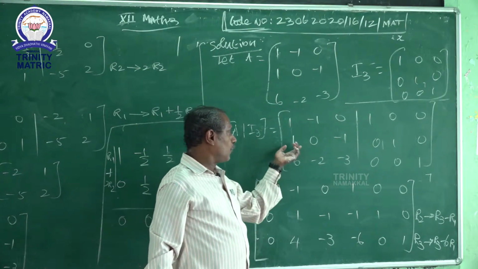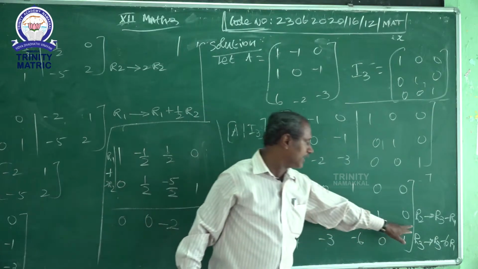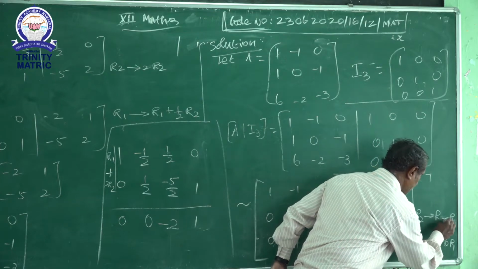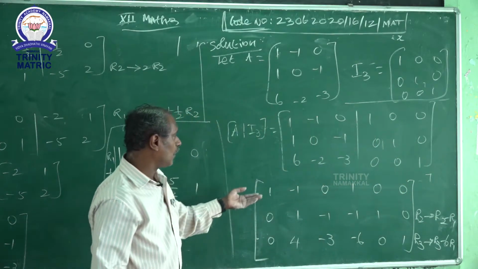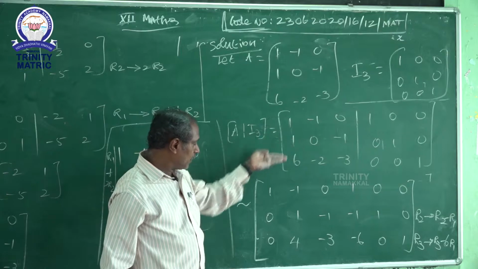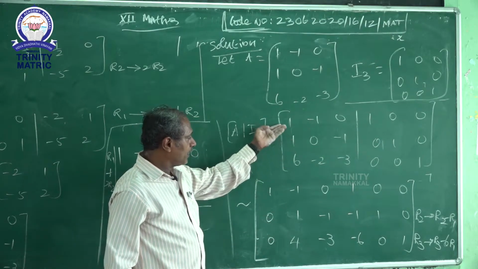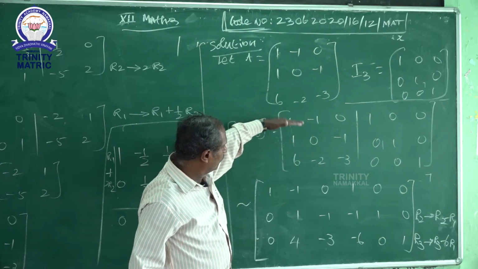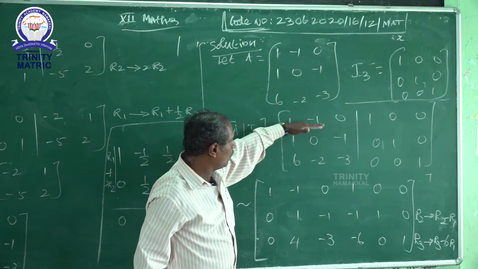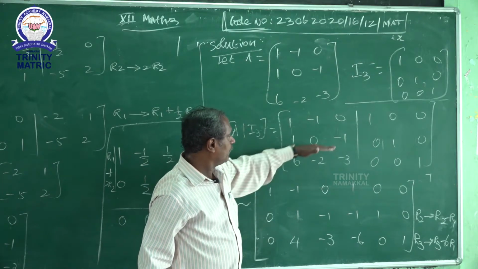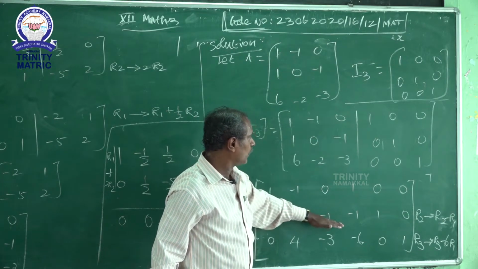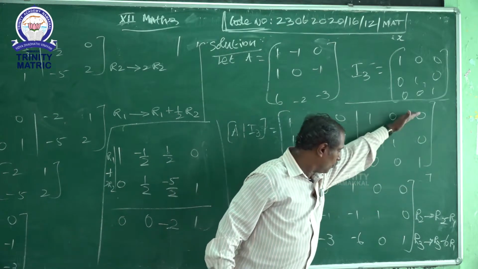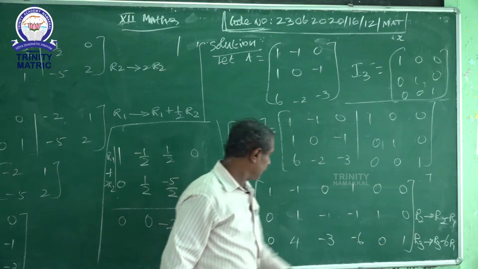So directly we are going to change row 2. That's why we take the operation R2 gives R2 minus R1. So 1 minus 1 is 0; 0 minus of minus 1 is plus 1; minus 1 minus 0 is minus 1; 0 minus 1 is minus 1; 1 minus 0 is 1; 0 minus 0 is 0. So this is the answer.